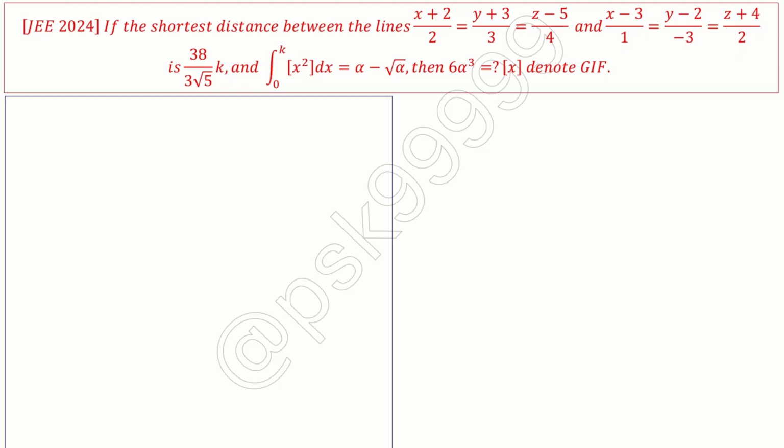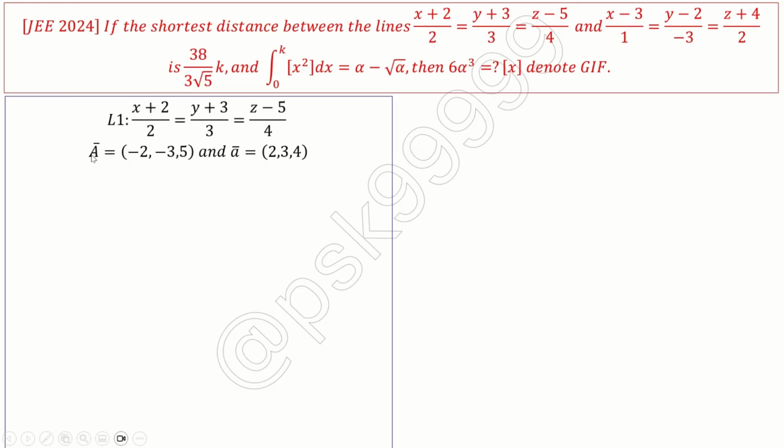Shortest distance between two lines. Correct. So this is my L1, line 1. If I write it in point and direction form, if I call this a bar, the point is (-2, -3, 5), which is nothing but -2i - 3j + 5k. My direction vector, small a bar, is (2, 3, 4).